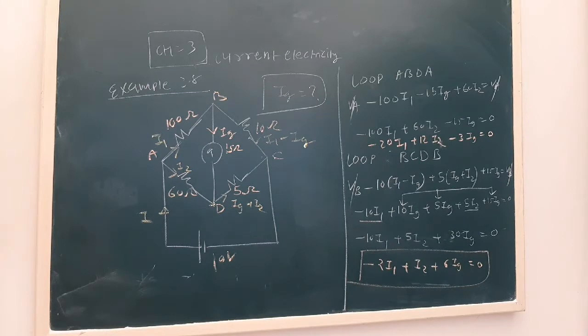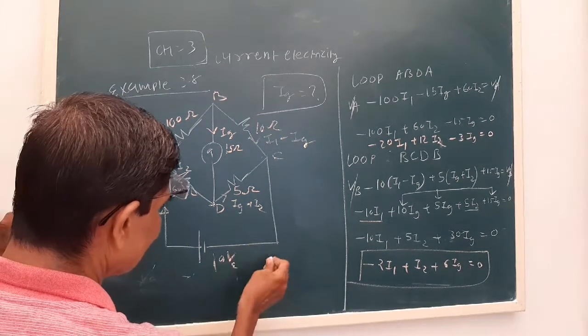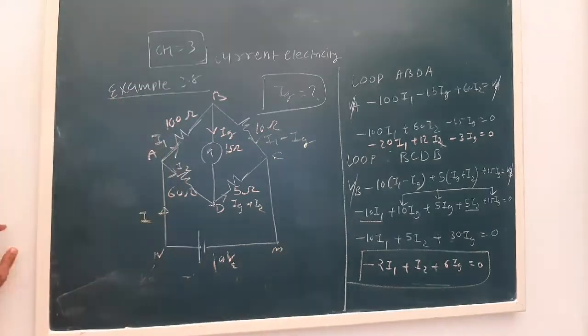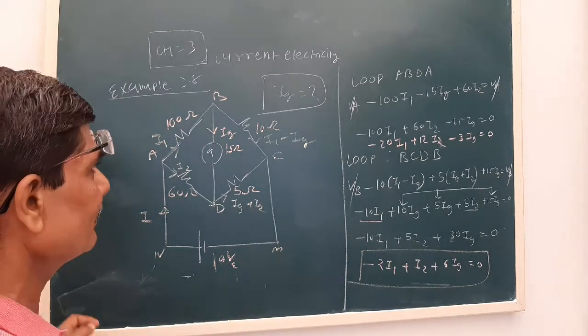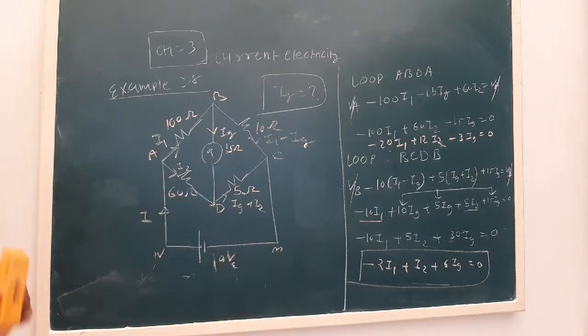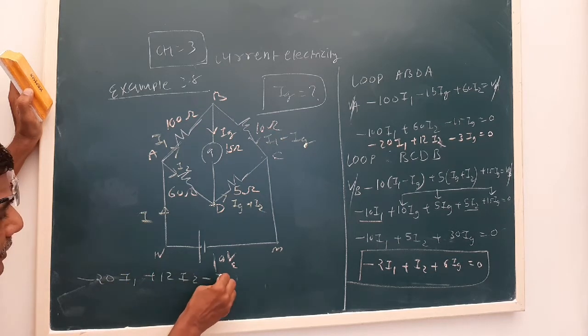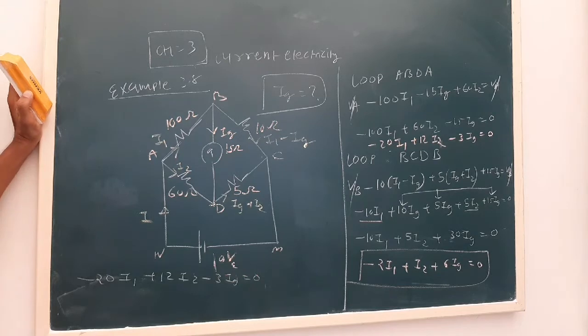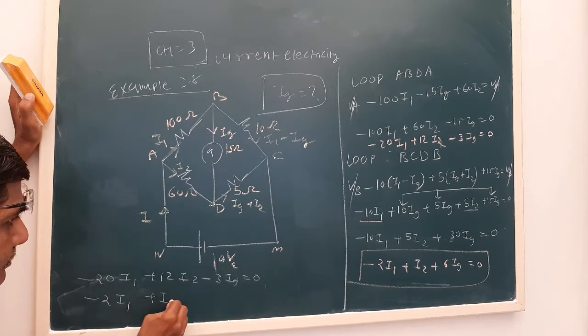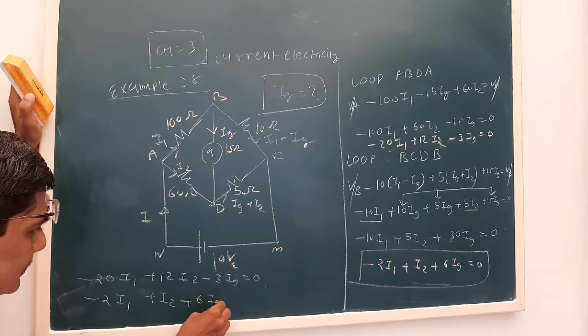Now we should take a loop which contains the battery, the EMF of the cell. First we write the equations that will be useful to us. Minus 20 I1 plus 12 I2 minus 3 Ig is 0. Then minus 2 I1 plus I2 plus 6 Ig is 0.